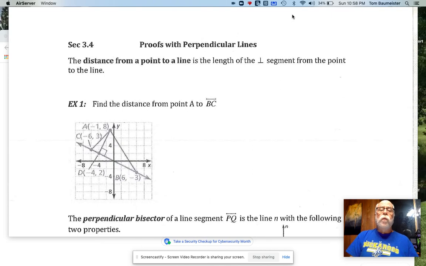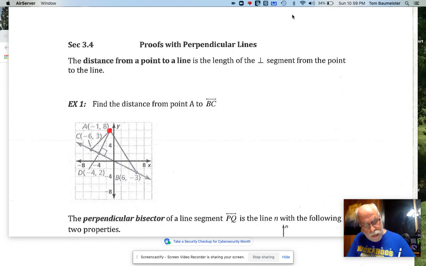Section 3.4, proofs with perpendicular lines. The distance from a point to a line is the length of the perpendicular segment from the point to the line. Example 1. Find the distance from point A to line BC.